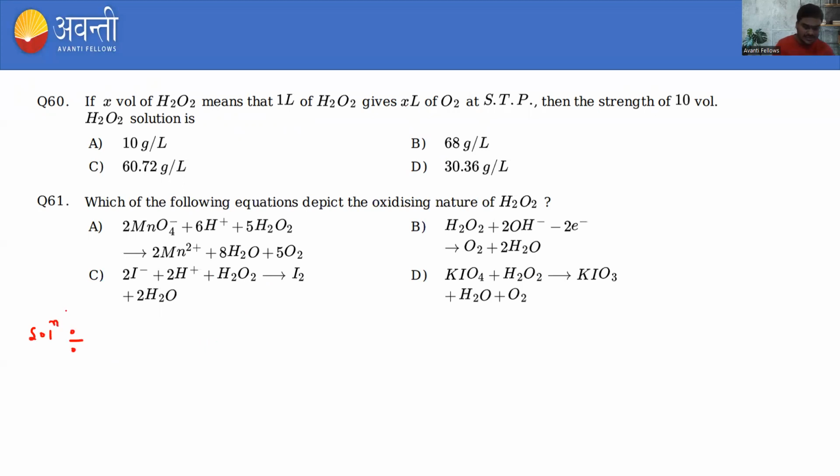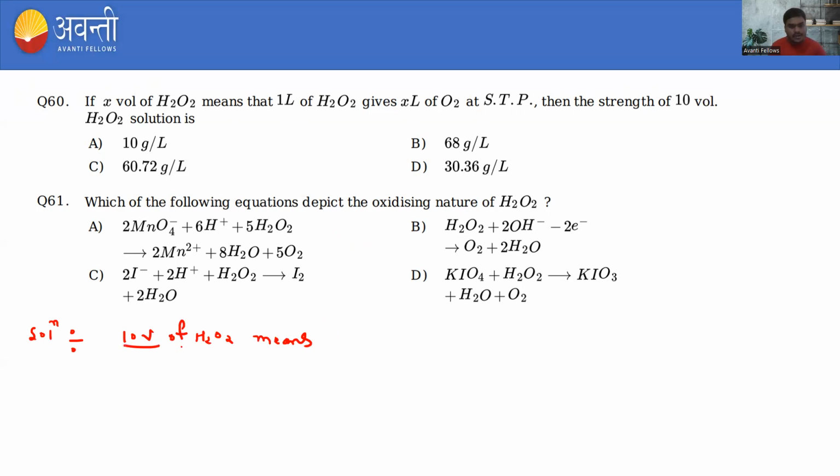So let's see the solution for this. We know that 10 volume of H2O2, what does it mean? 10 volume of H2O2 means 1 liter of H2O2 gives 10 liters of O2.